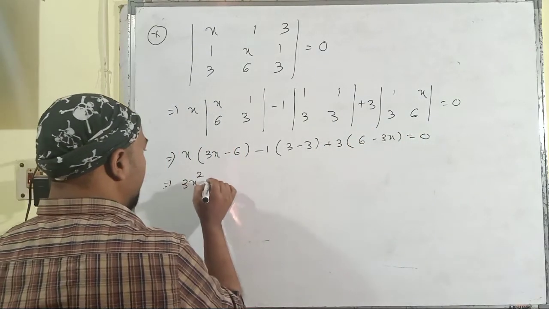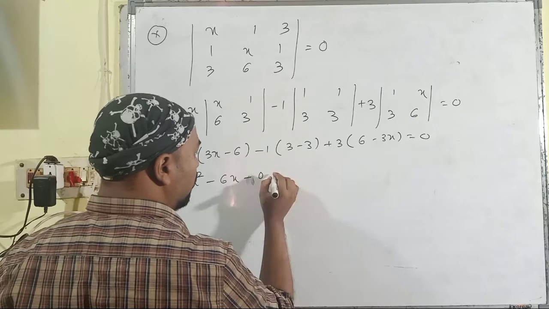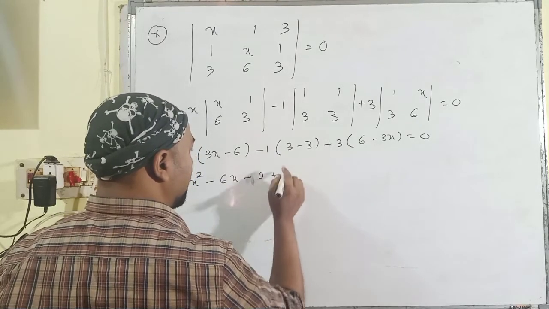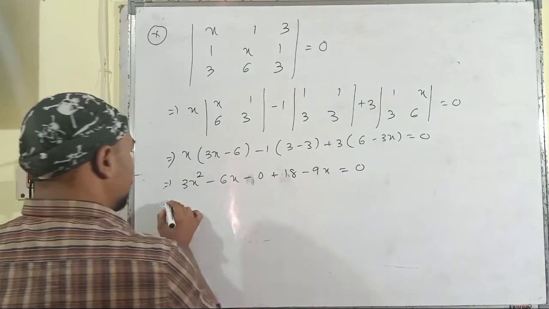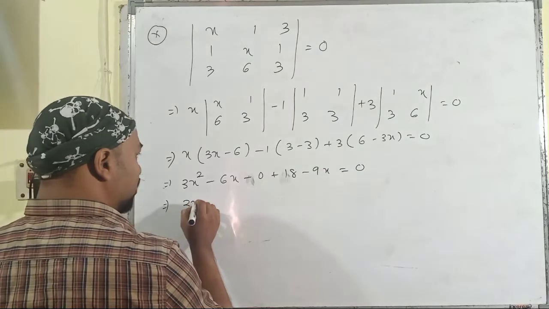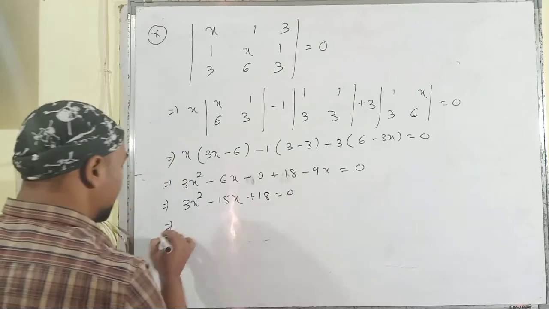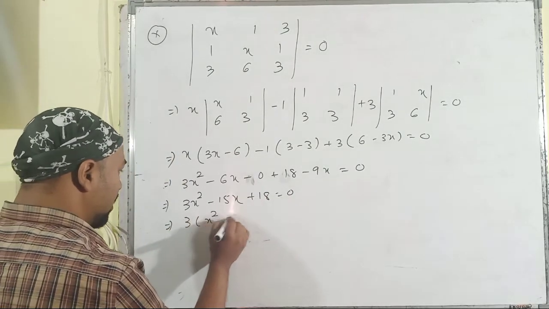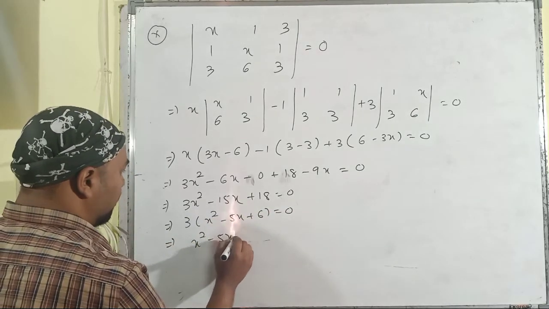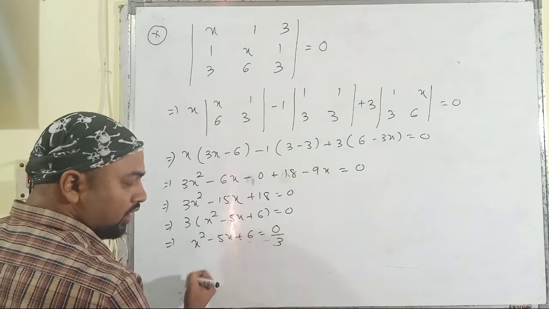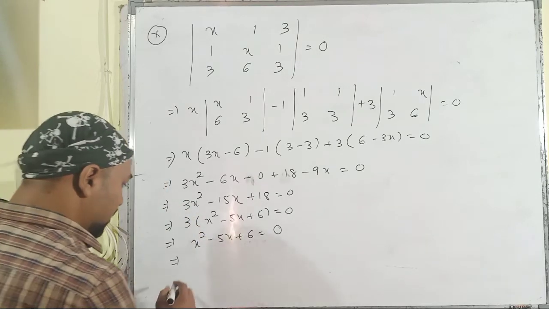Then this is 3x square minus 6x, minus 0, plus 3 multiplying, we are getting 18 minus 9x is equal to 0. So just solving, you can have 3x square minus 15x plus 18 is equal to 0. Then taking 3 as common here, we are getting x square minus 5x plus 6 is equal to 0 divided by 3. That means it is 0. Just factorizing the left hand side as usual.